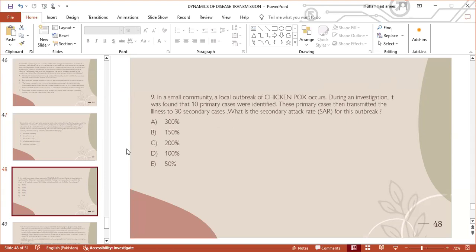9. In a small community, a local outbreak of chickenpox occurs. During an investigation, it was found that 10 primary cases were identified. These primary cases then transmitted the illness to 30 secondary cases. What is the secondary attack rate for this outbreak? A. A is the answer.